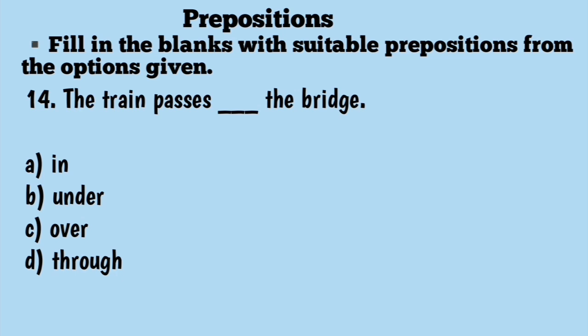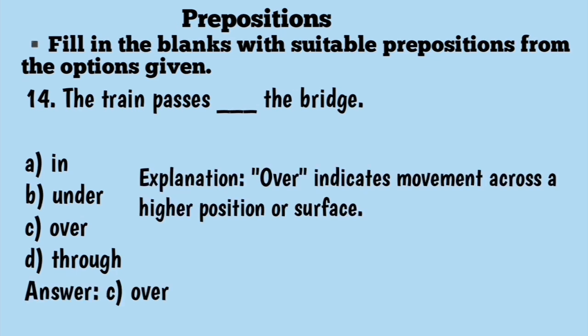Next, the train passes dash the bridge. Option A in, option B under, option C over, option D through. Answer is C over. Over indicates movement across a higher position or surface.